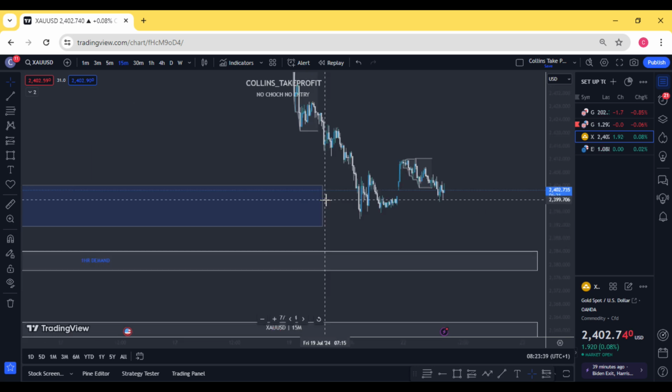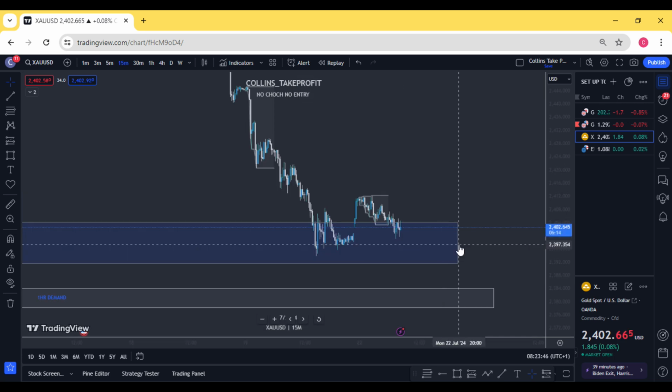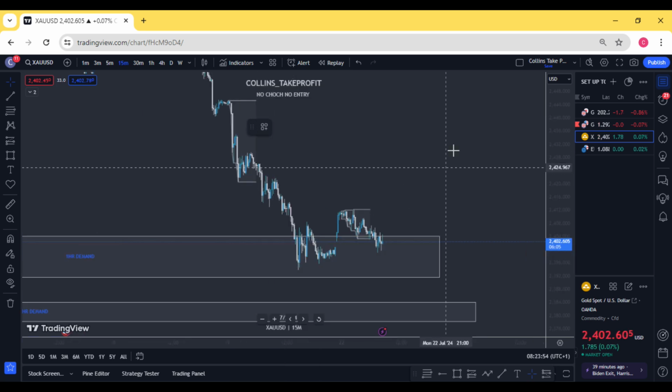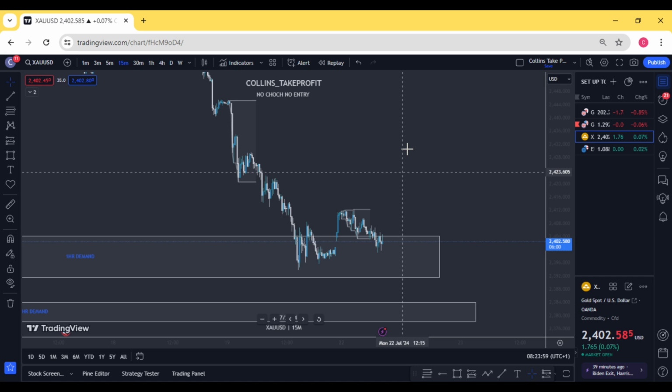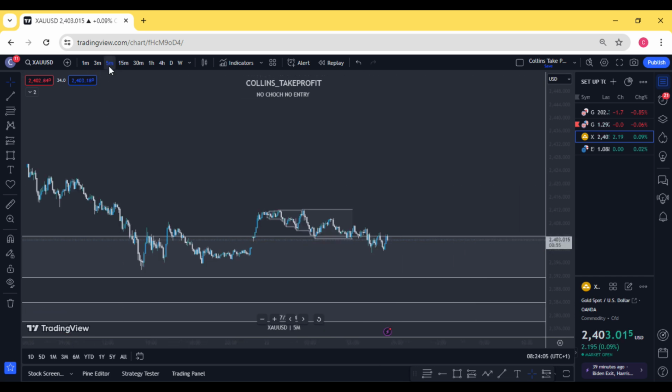So if price is going to give us some order flow around here from this area, let me mark this out as well, 1 hour demand zone. Alright, so now if price is going to give us some confluences, some bullish order flow around here, then we might consider going bullish, right? So guys, let's keep our fingers crossed and see what the market is going to do this week.